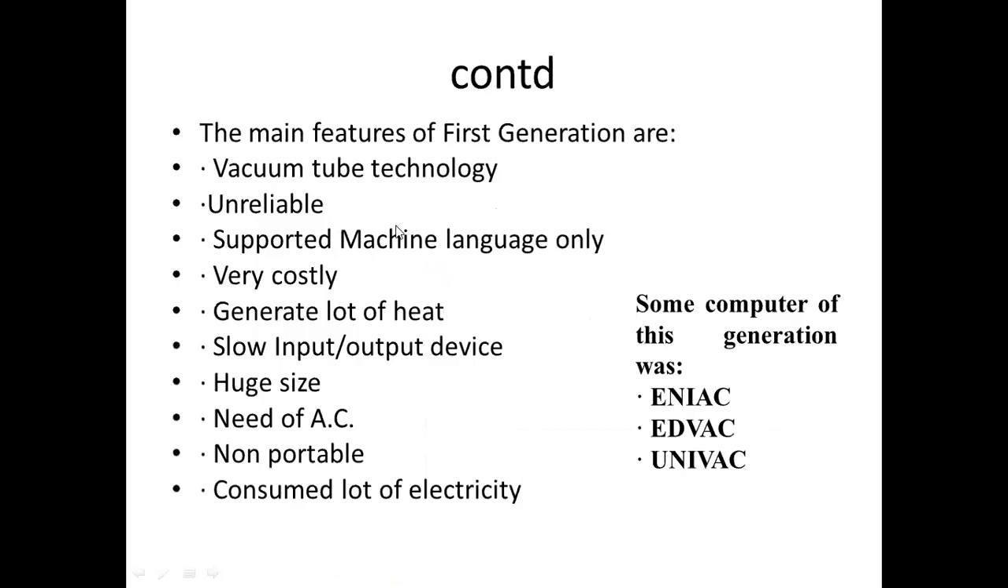Main features of first generation: vacuum tube technology is used in the first generation. Unreliable, not so reliable. It supports only machine language, nothing else. It's very costly, and it generates a lot of heat. Slow input output devices. Its size is so big, it needs AC.